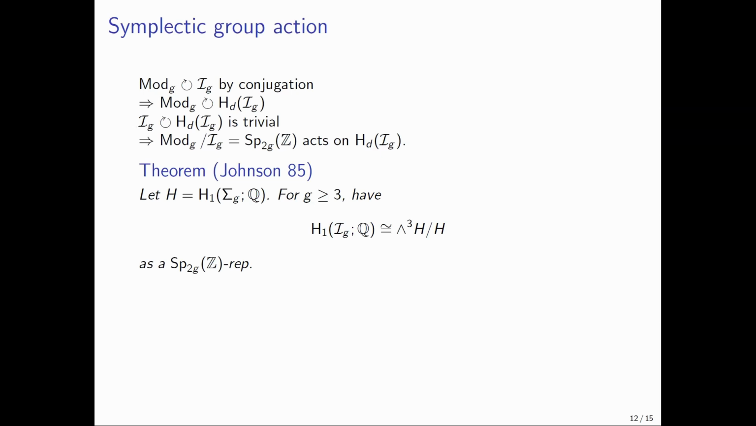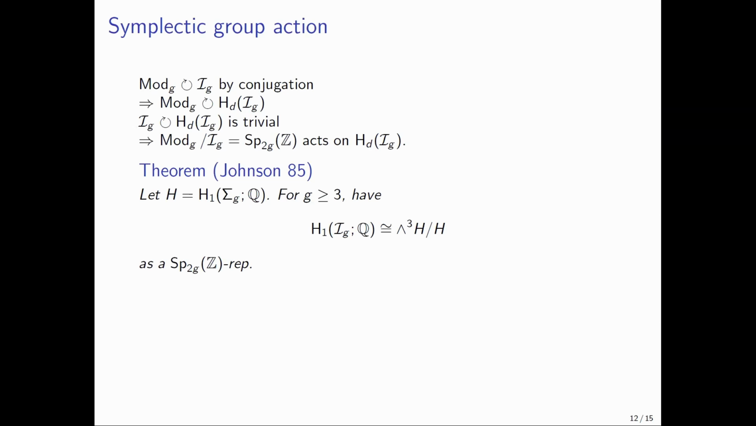And so Johnson, in 1985, computed the first homology group for the Torelli group with rational coefficients. It has the following beautiful description. H1 of Torelli, with Q coefficients, is the wedge 3 of H mod H, where H is the first homology group of the surface. The symplectic group acts on the first homology group of the surface, so this is a description in terms of the representation theory of the symplectic group. This is an isomorphism of symplectic group representations.